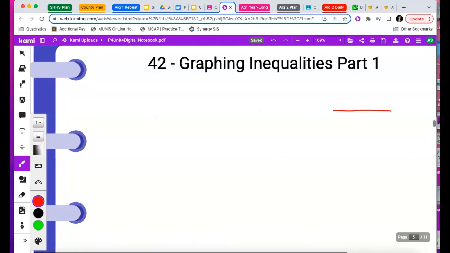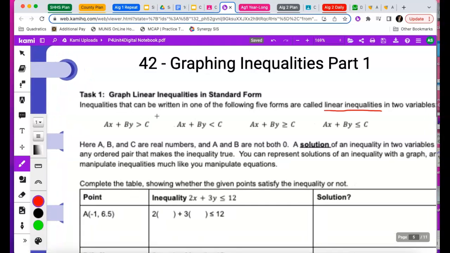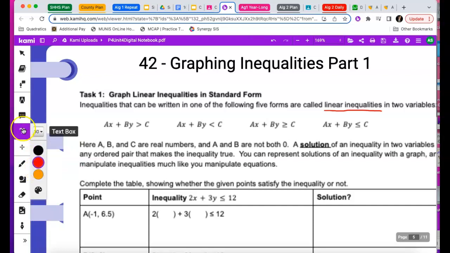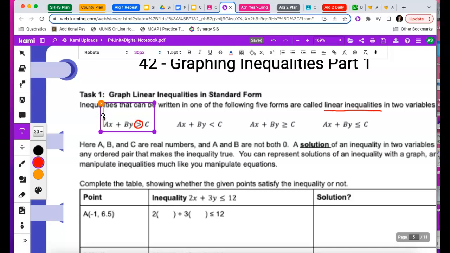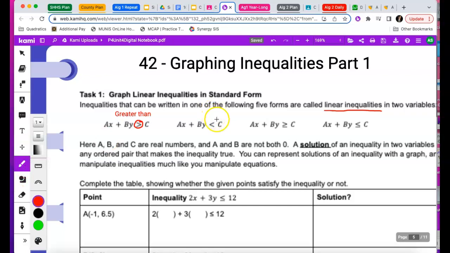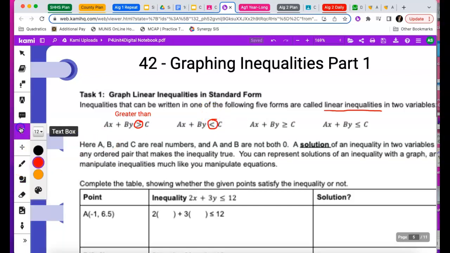So remember, we have greater than, less than, greater than or equal to, less than or equal to. So we're going to label all of those different symbols. So this symbol right here, this is the greater than symbol. So we're just going to label each one of the symbols, each of the inequalities. So this is greater than. This one is the opposite. It's going in the opposite direction, which means it's less than.